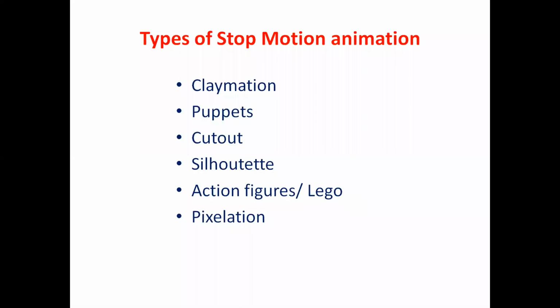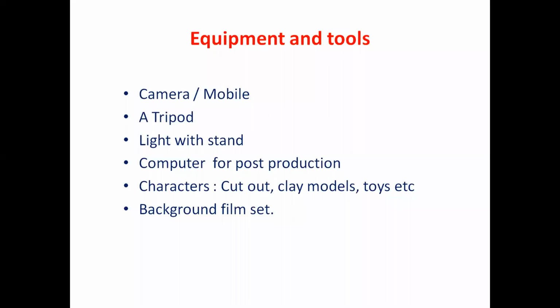Today we are going to see 2D cutout. To do stop motion animation, what we need is just an Android mobile, and a tripod, light with stand, computer, and characters and background film set. All the things are not necessary. If you have a mobile with you, you can create animation on your own. If you don't have a tripod, if you have a selfie stick, you can use that to create animation.